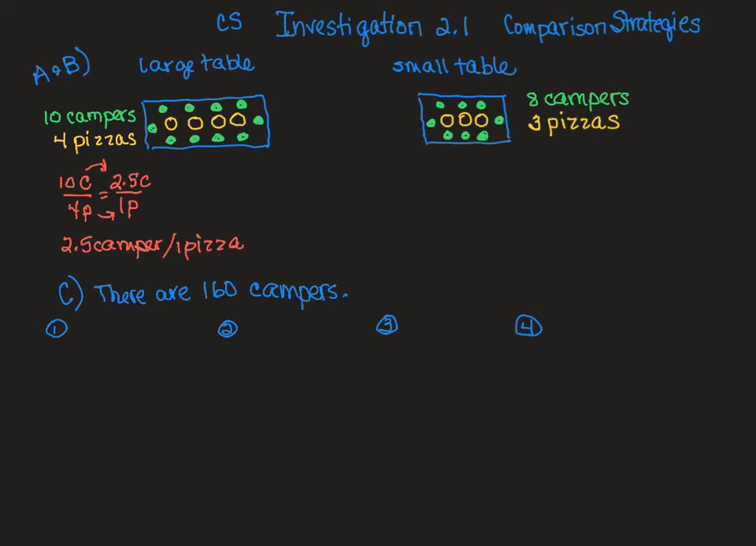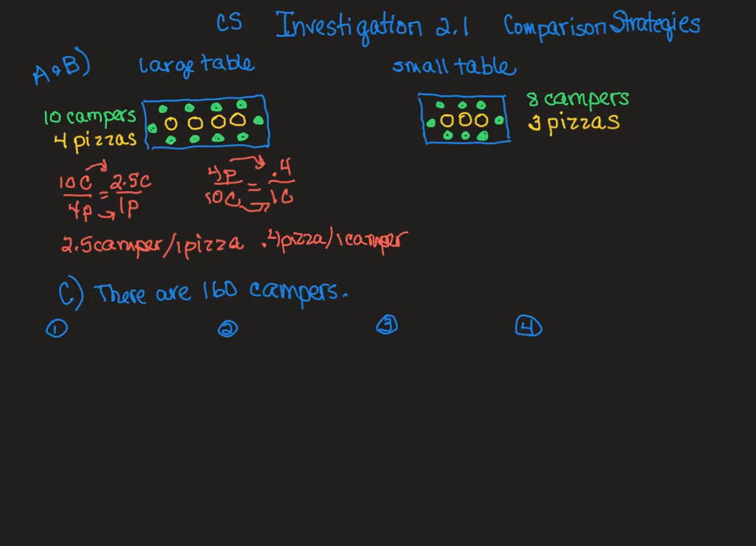Okay, and if I do it the other way, because we said we're going to do it both ways, I'm going to find pizza per camper. So in this case, I'm going down to 1 camper, and I would divide by 10 and divide by 10, and I'm going to get 0.4. So if I do it that way, I can say that 0.4 pizzas for each 1 camper. Okay, so now I have how many campers are going to share 1 pizza, and I have how much of a pizza each camper is going to get.